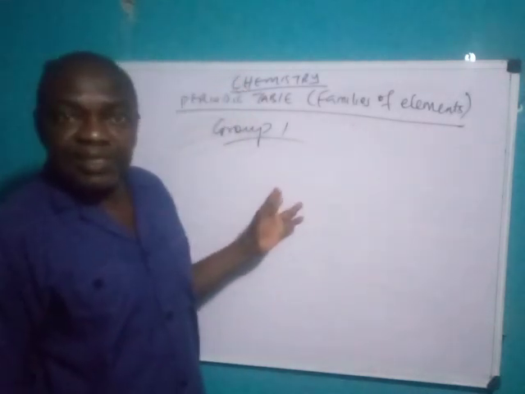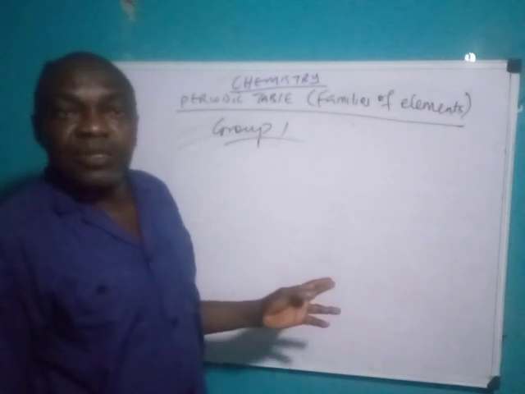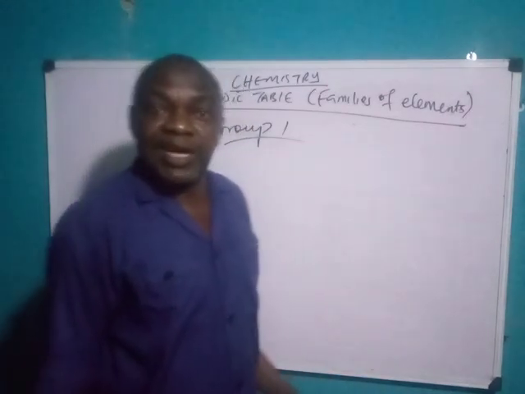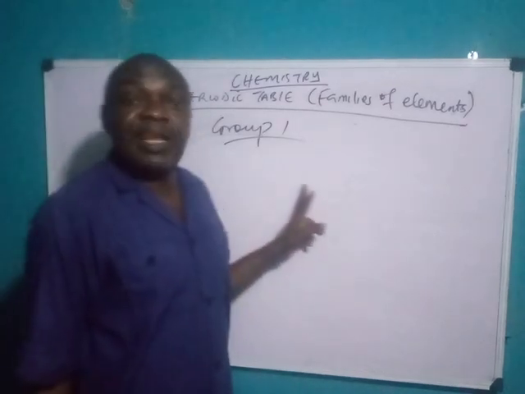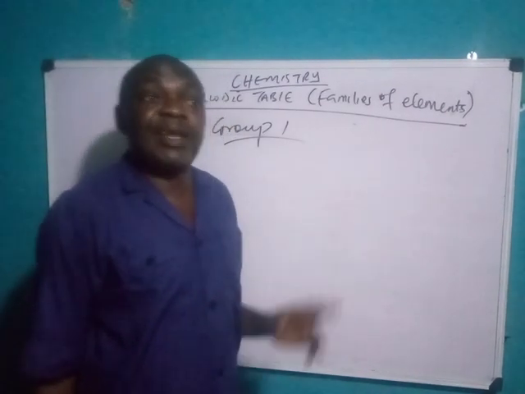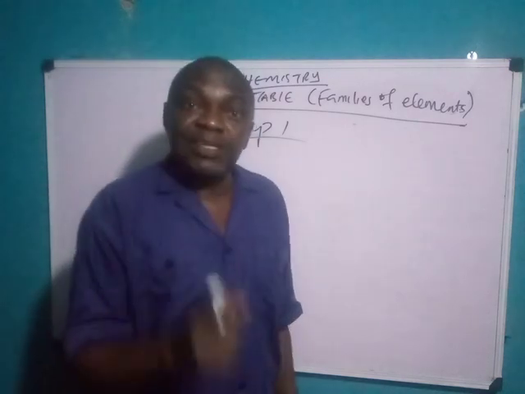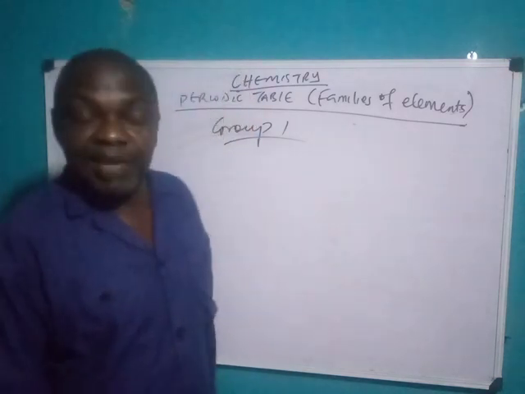They are called alkali metals because they dissolve in water to form alkali solution and liberate hydrogen gas. Now, all group 1 elements, based on their properties, are univalent. That is, they have a valency of 1. They are called univalent elements.